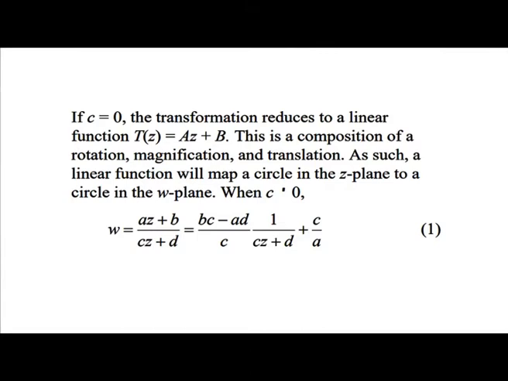When c is not equal to 0, w can be written as (Az + b) by (Cz + d). By actual division, you can write it as (Bc minus Ad) by C times 1 by (Cz + d), plus C by A. So, you can see here, first C into z plus d gives you rotation, magnification and translation. Again multiplying it with a complex constant, (Bc minus Ad) by C, plus C by A, again a translation. So, the circles are mapped down to circles under this transformation.